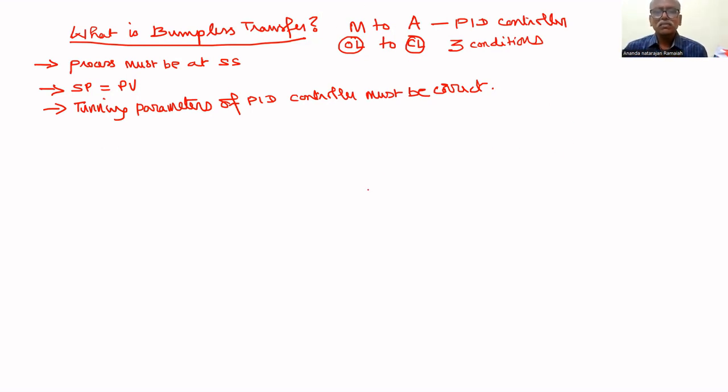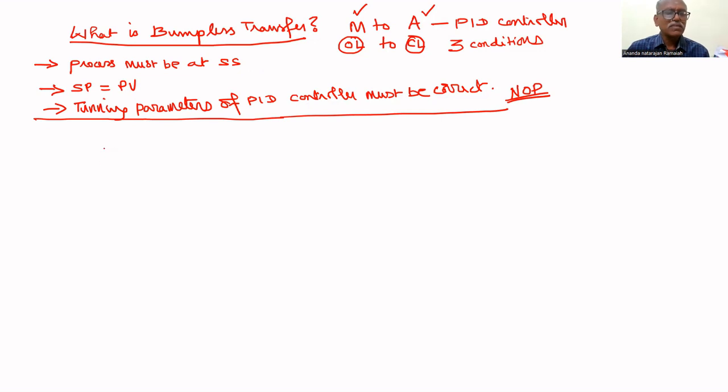Why is this required? Because the controller itself cannot start from zero. We have to bring the process to nominal operating point. Then we have to transfer from manual mode to auto mode. Transferring from manual mode to auto mode is called bumpless transfer. For that, the bias is required.